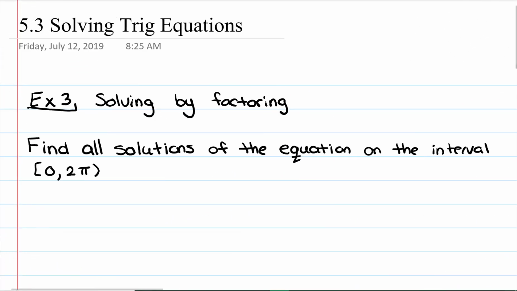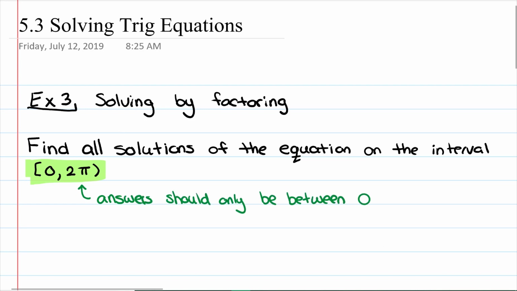In example 3, we're going to look at how to solve trig equations by factoring. The instructions say to find all the solutions of the equation on the interval 0 to 2 pi. This means that our answers should only be between 0 and 2 pi. That means we're not going to have to add the plus 2 pi n or the plus pi n at the end of it, because we're restricting how many answers we can get.